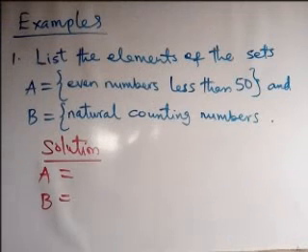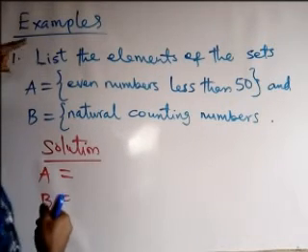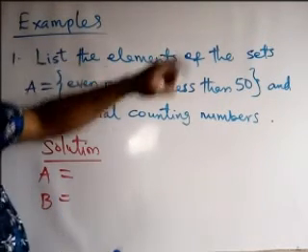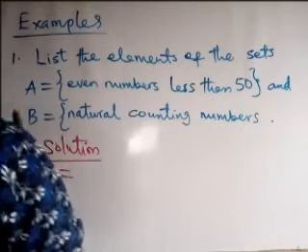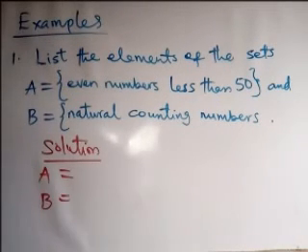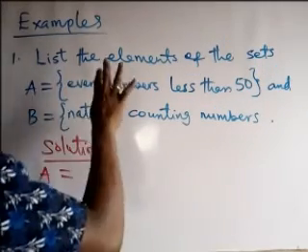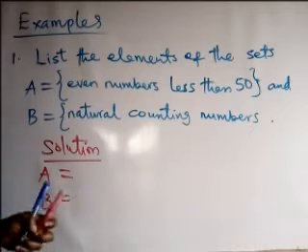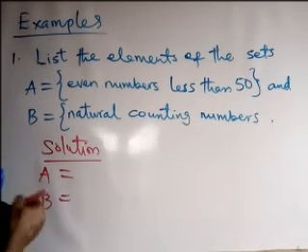We shall take this example to explain some of the things we just learned. List the elements of the set. A. Even numbers less than 50. B. Natural counting numbers. Now, in this topic, even though we know that even numbers can be negative, 0, and positive, in this topic we only deal with the positive aspect alone when it comes to even numbers. So, even numbers that are less than 50.